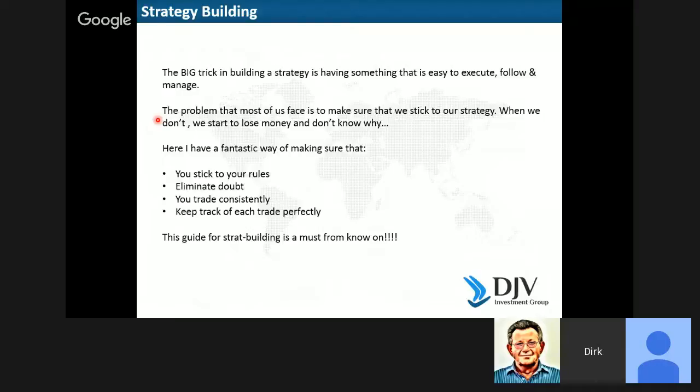So how do we make sure that we don't let the emotions influence our decision making? Here's where it comes down to. This is why I've got a fantastic way of making sure that we stick to our rules. We eliminate the doubt, you trade consistently, and you keep track of each trade perfectly. Most of you know this already: that's what we call our tick chart method. Remember, this guide for strat building is a must from now on. Everybody needs to build their strategies in the tick chart format.